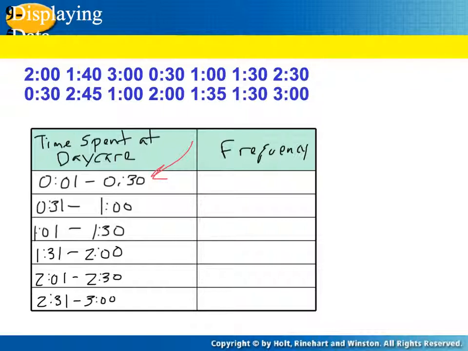I want you to pause the video, get your frequency, and create your histogram. See what you come up with. Create your histogram after you get your frequency. And go.